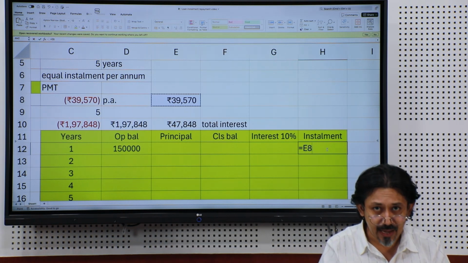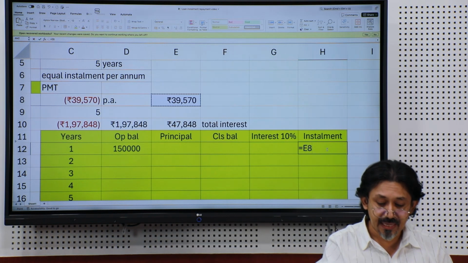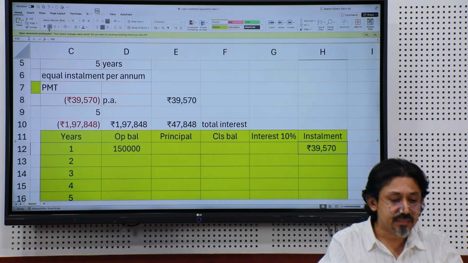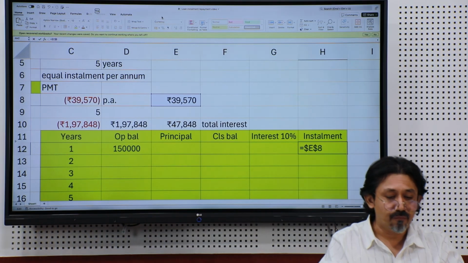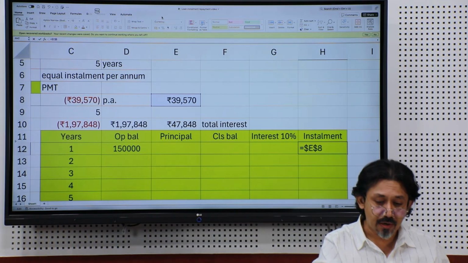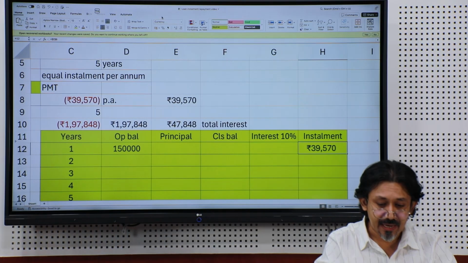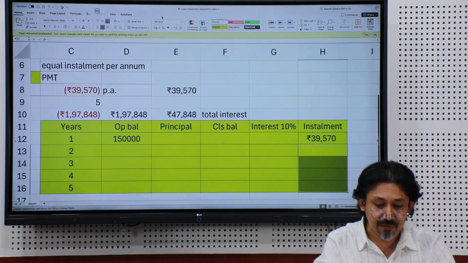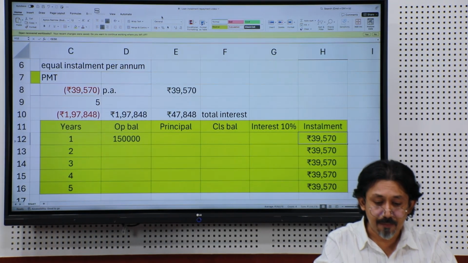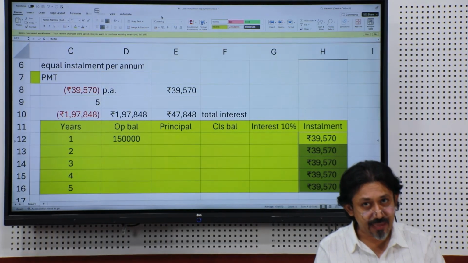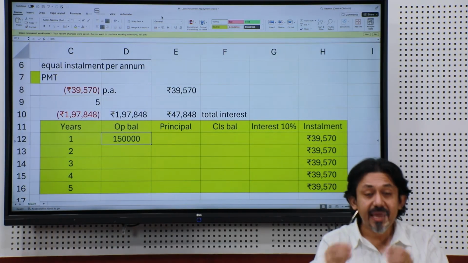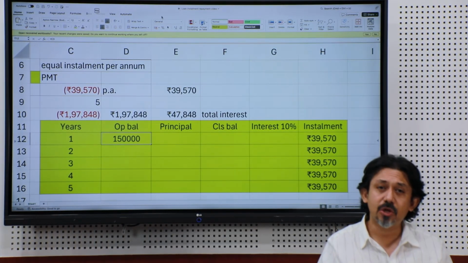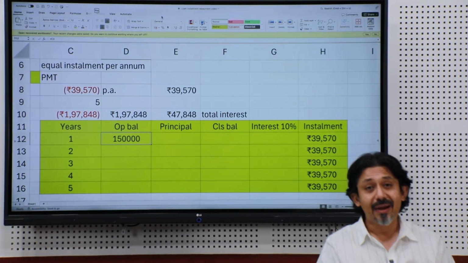Again, I am not typing out the amount. What I am doing is linking this cell, and since this installment amount is going to be the same every year, I am freezing this cell by adding a dollar sign to it, all right, and then I can copy paste it for the next 5 years. So, every year I am paying an installment of 39,570, all right.